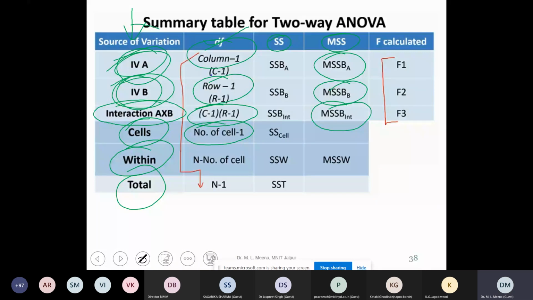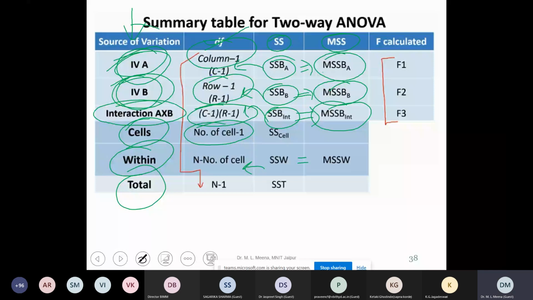We find out this value by dividing this by this, and the next value by dividing this by this, and this by this. So these are the values, and the same as this. We get the mean sum of squares within groups.